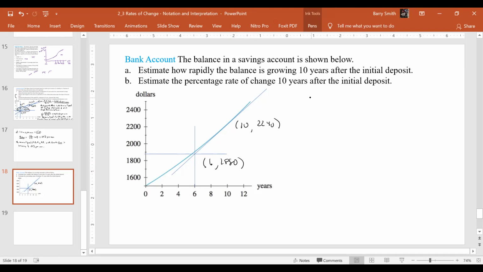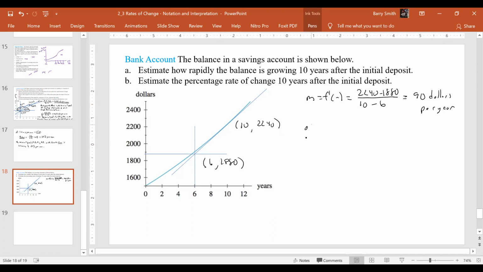Anyway, so what is our slope going to be? Our slope, which is equal to f prime of, it doesn't say what our variable is, maybe y or t or something, is going to be equal to the 2240 minus the 1880 over 10 minus 6. And so that's going to be 2240 minus 1880 divided by the 4, so that's going to be 90. And so we get 90 dollars per year. Okay, so that is our slope at that tangent line.